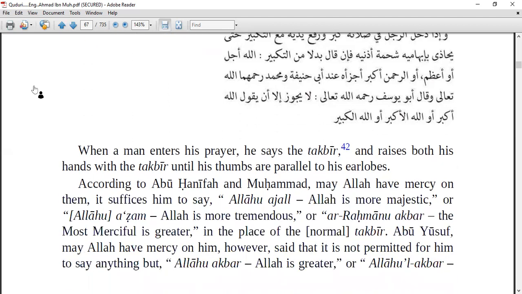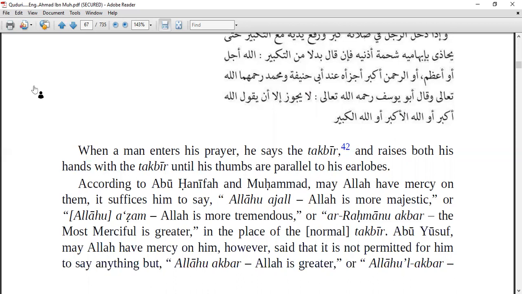While Imam Abu Yusuf rahimahullah ta'ala says, لا يجوز إلا أن يقول الله أكبر أو الله الأكبر أو الله الكبير أو الله كبير. But Imam Yusuf says that not every word can be used. The hadith mentions وتحريمها التكبير. So it should be التكبير. Should have the root words of kibar in it, kaf, ba, ra. So it can either be Allahu Akbar, Allahu Al Akbar, Allahu Kabir, Allahu Al Kabir. So whether it's Akbar or Kabir, you have the root words of kibar in it.